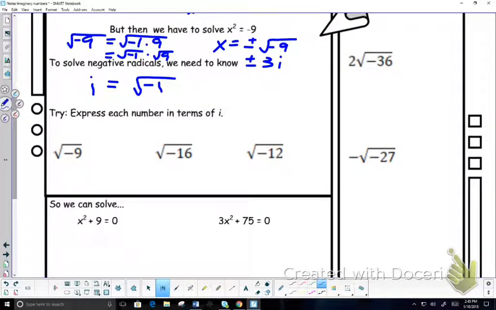So let's try. Square root of negative 9 we just did is 3i. Notice this doesn't have a plus or minus in front of it, correct? You don't add one. Just because there's a radical doesn't mean there's automatically a plus or minus. The only time the plus or minus comes in is when you're solving. If you bring the radical, you got to bring the plus or minus. What's the square root of negative 16? 4i.